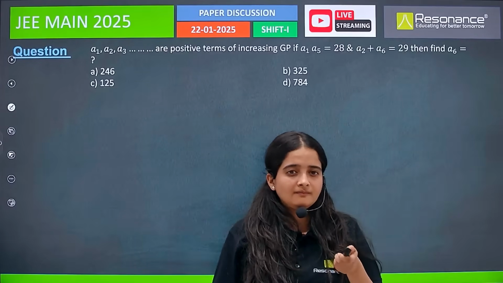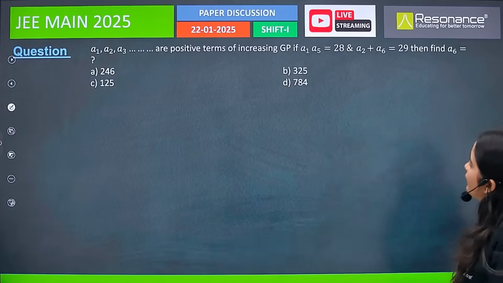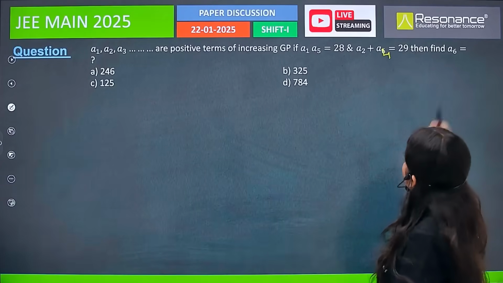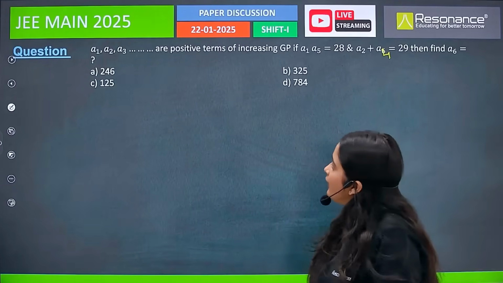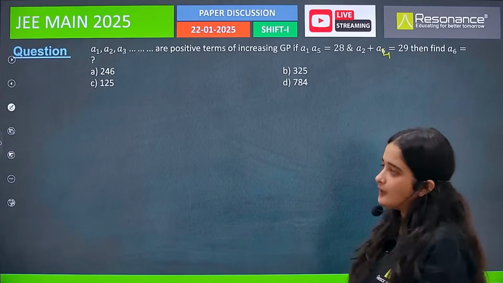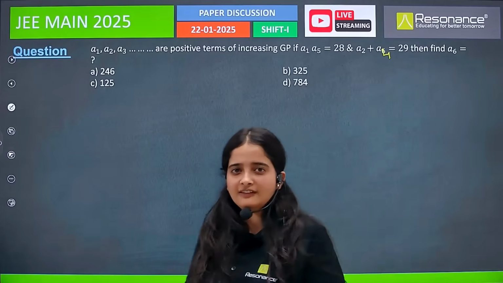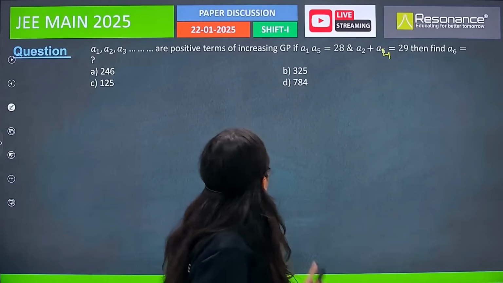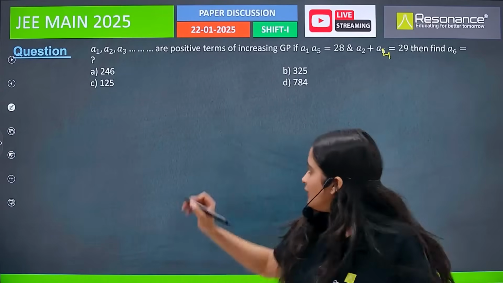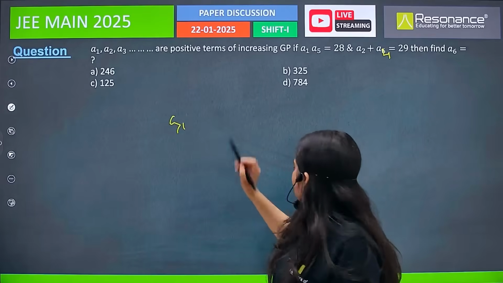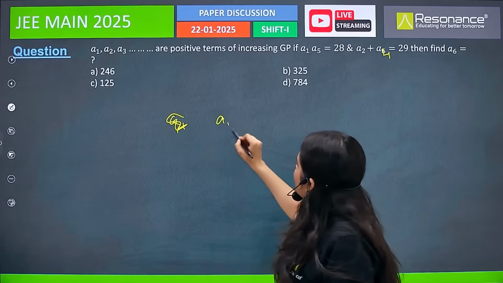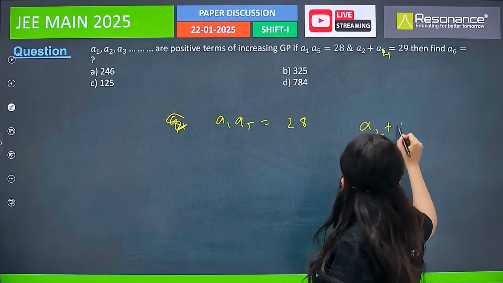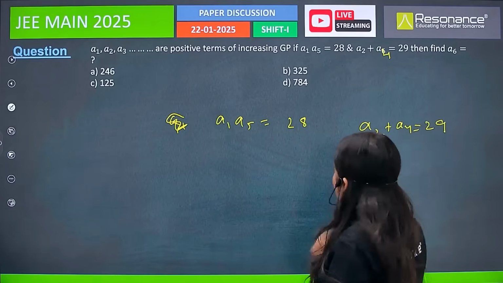So what are we given? In this question there is a correction: A4 will come, not A6. So what are we given? A1, A2, A3 are positive terms of an increasing GP. Increasing GP means the R value will be greater than 1. So we have increasing terms of a positive GP. If A1 into A5 is 28 and A2 plus A4 is 29, A4 is asked.